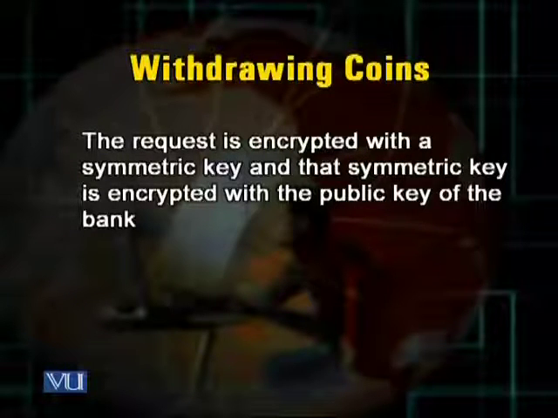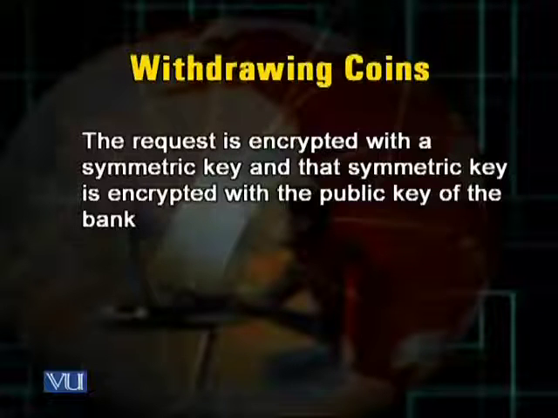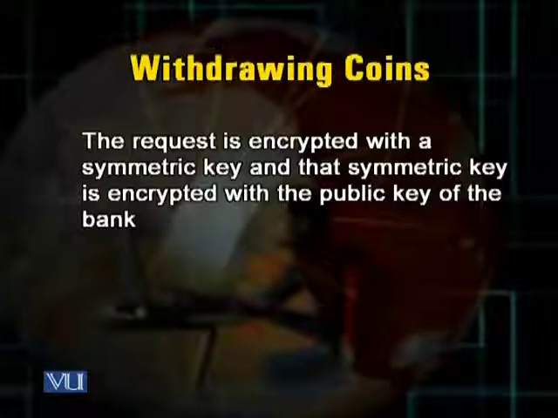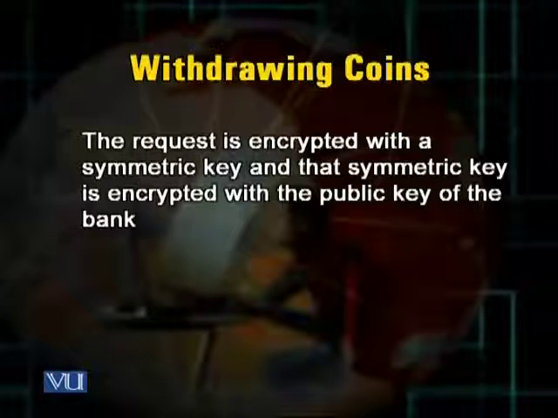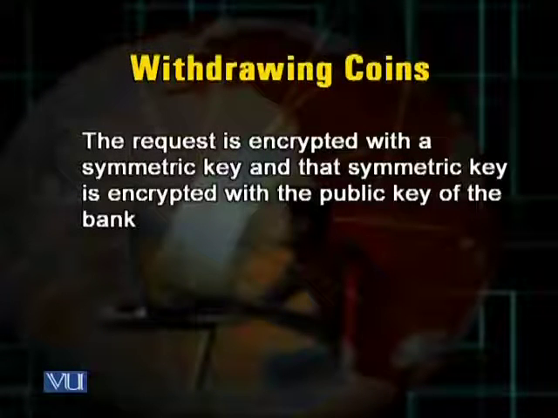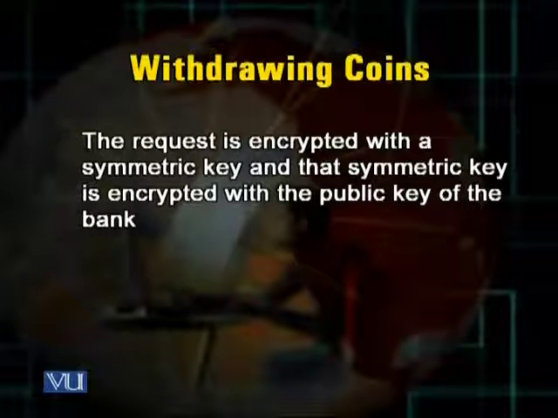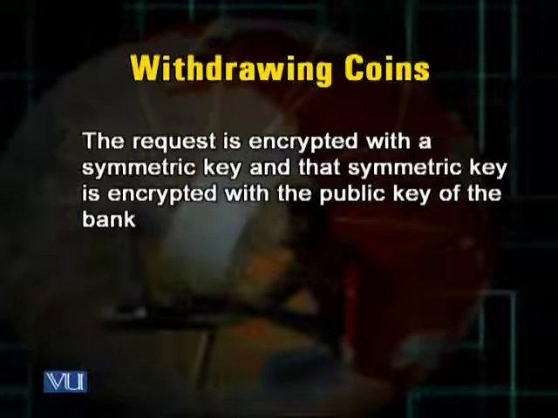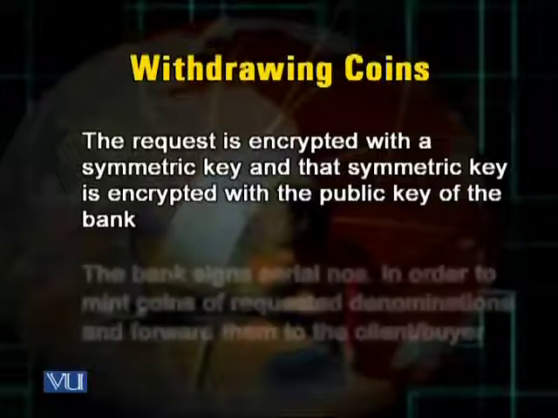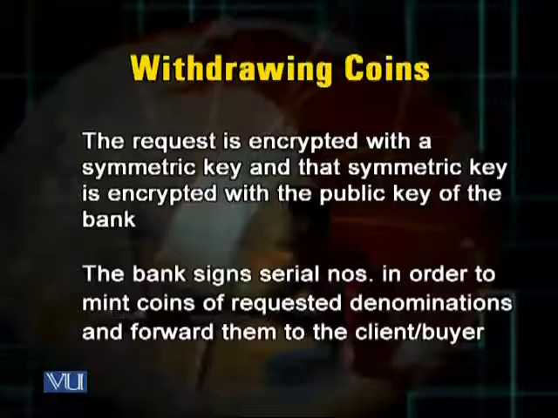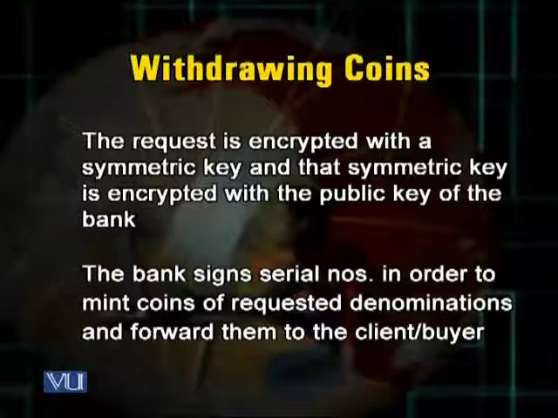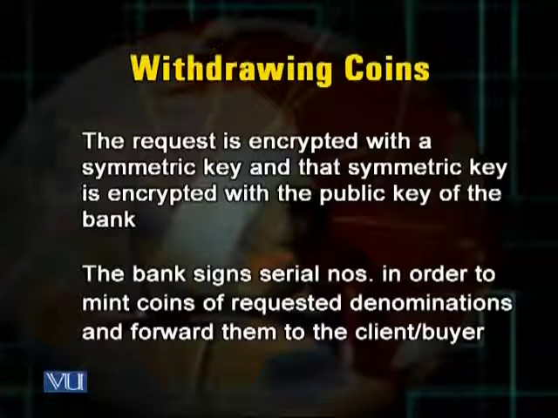You are familiar with this concept, a secure envelope. That is, the request for the withdrawal of the coins is encrypted with a symmetric key. That symmetric key then itself is encrypted with the public key of the bank. The bank, using its private key, would obtain the symmetric key, and then with the help of that symmetric key would decrypt the request for the withdrawal. The bank then signs these serial numbers in order to mint the coins of requested denominations, and then forwards them to the client or the buyer.